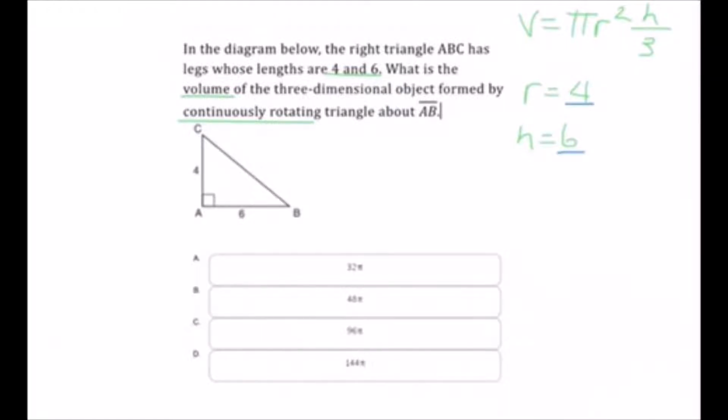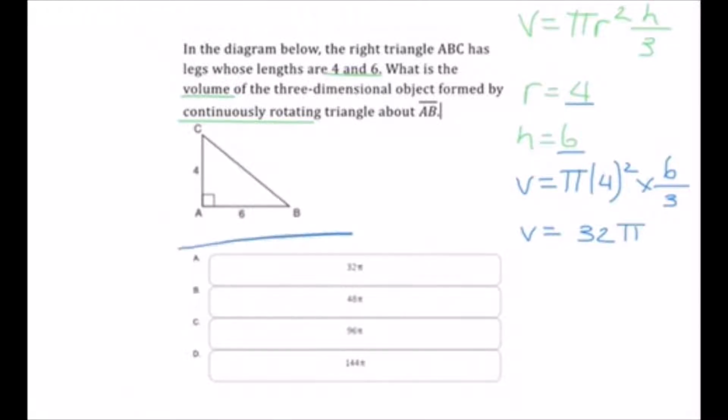So the volume equals pi times 4 squared times 6 over 3. Putting this in our calculator will leave us with the answer 32 pi, and it's answer A.